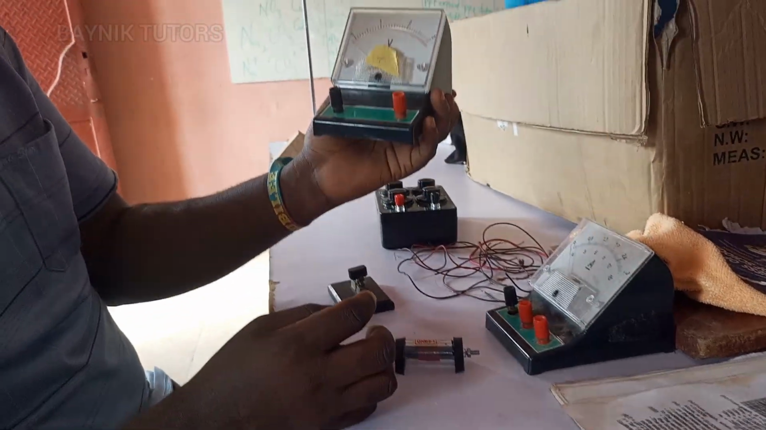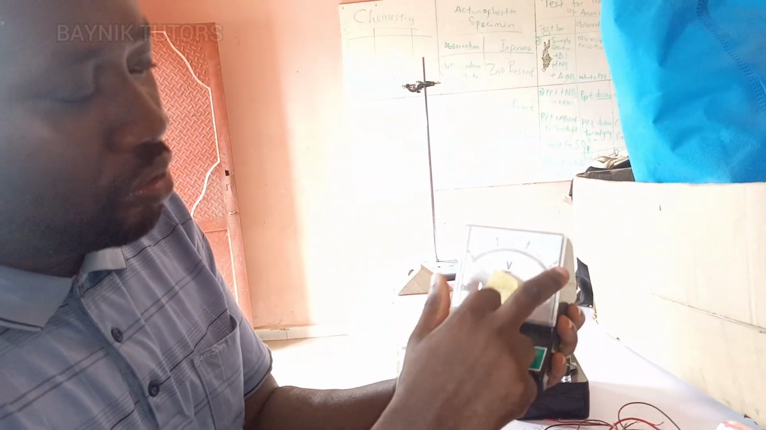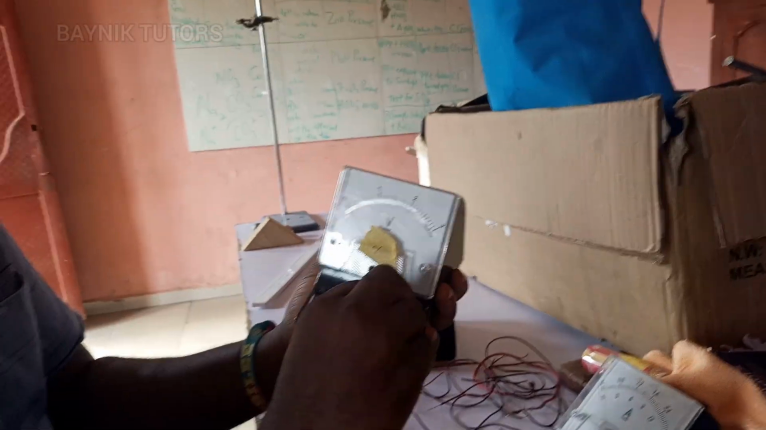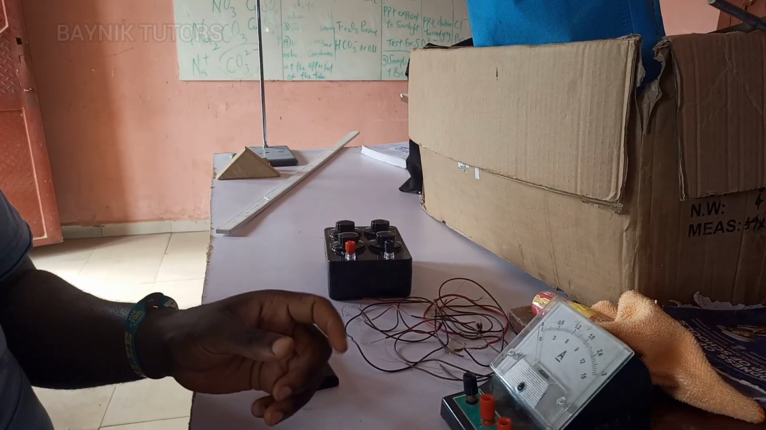So let's look at our voltmeter. We have our voltmeter. We use it to measure voltage from 0 to 3. So we have our ammeter, we have our voltmeter. Ammeter, voltmeter. So that is that.